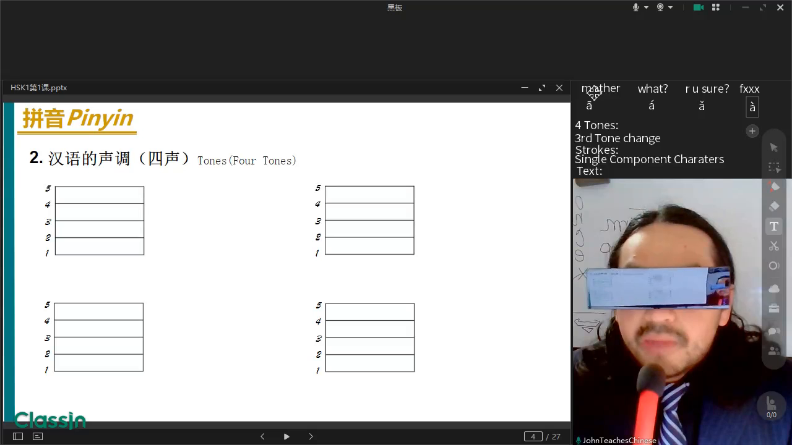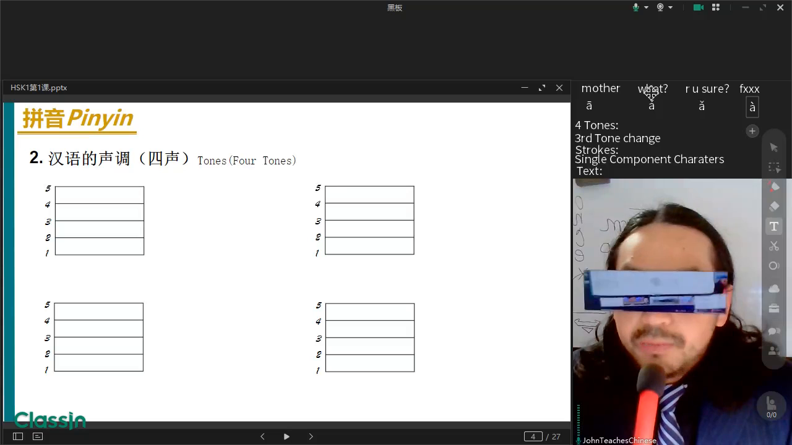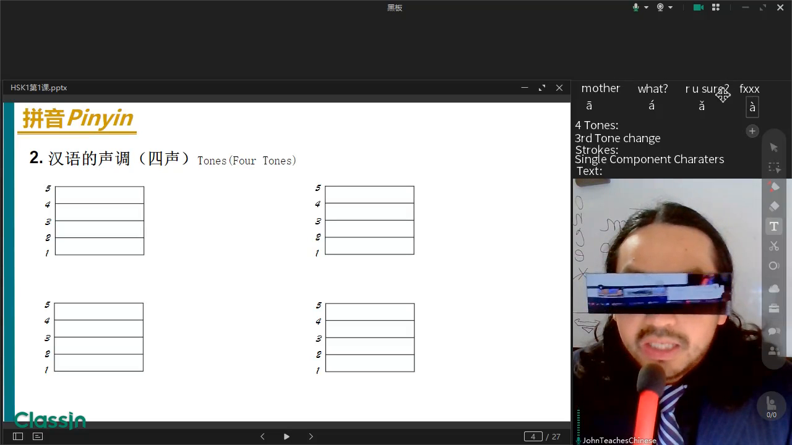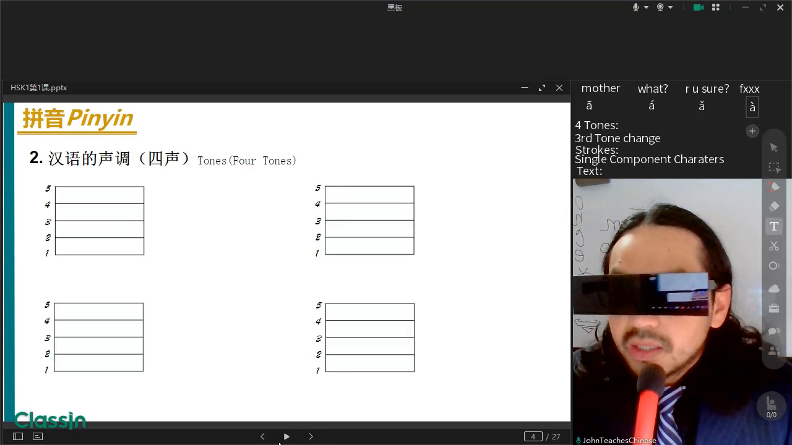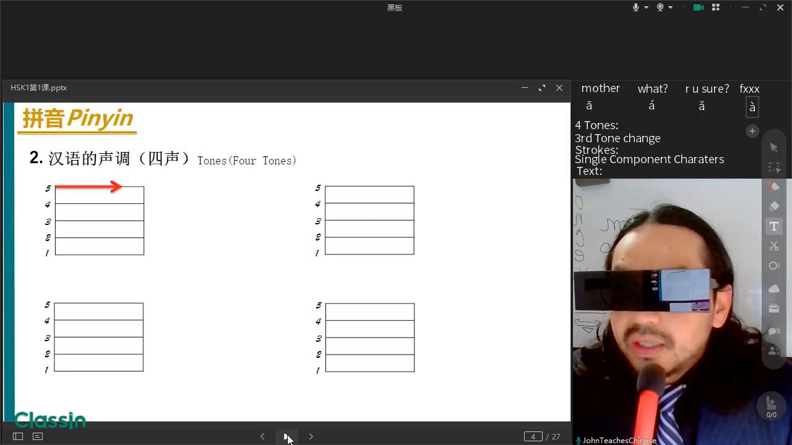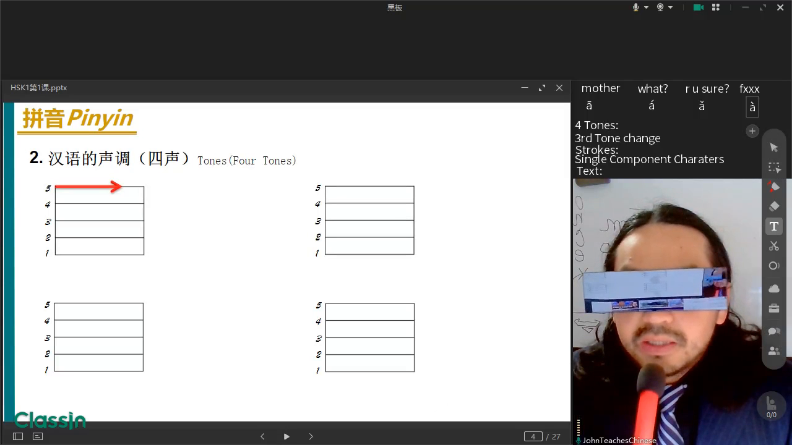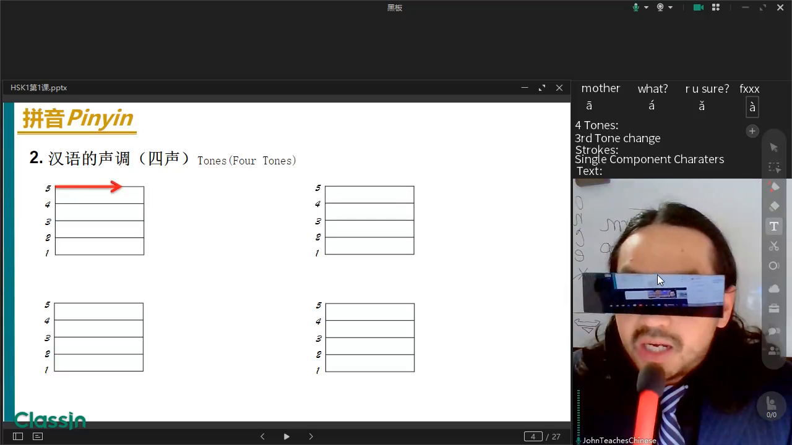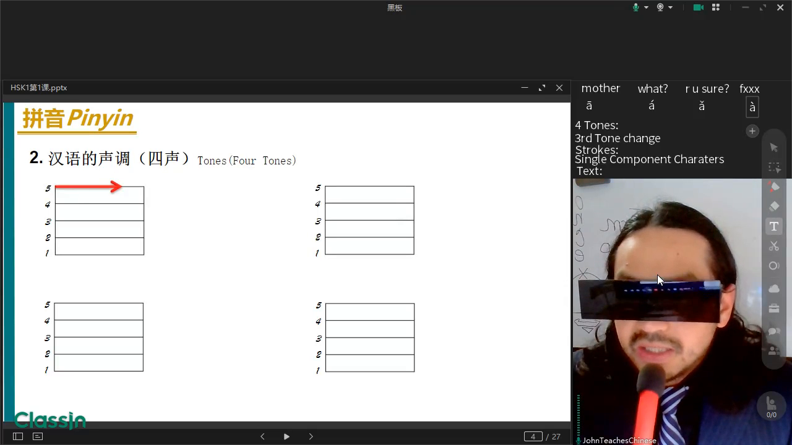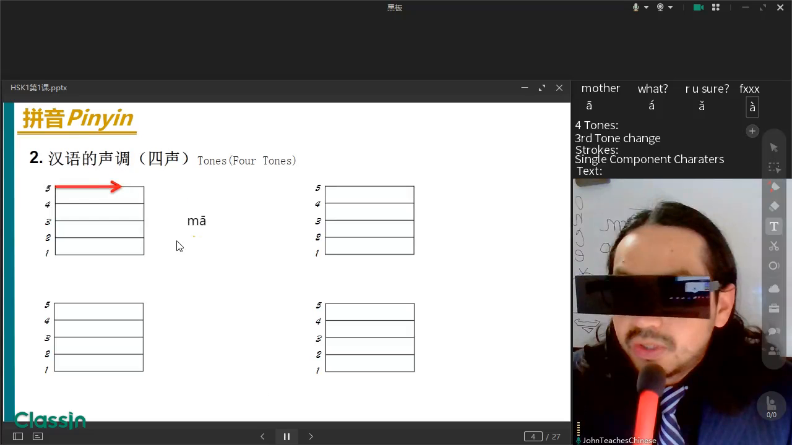So here, I have already made the marks. Anytime you forget, you just check here. I'm gonna start in a moment. Again, this diagram is just a rough idea of how the tones change in Chinese. Okay, let's have a look.